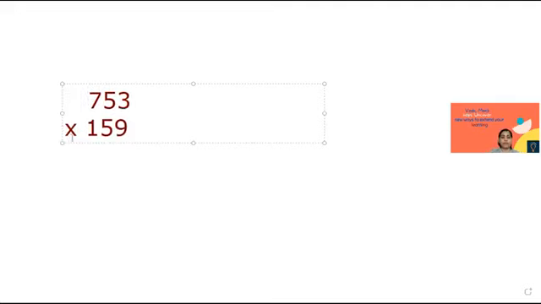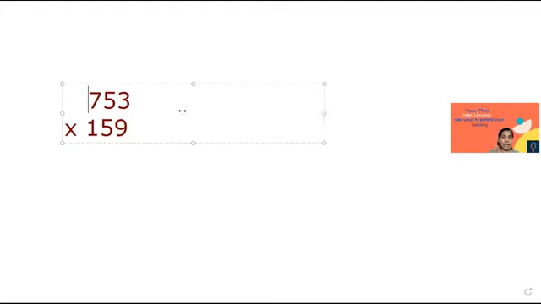753 multiplied by 159. Okay. So what I'm going to do is I'll write the multiplication sign here. I'll keep this down. And here we go. Yes. And we'll move it. So the position remains the same. Yes. Now what we are going to do, our first step.